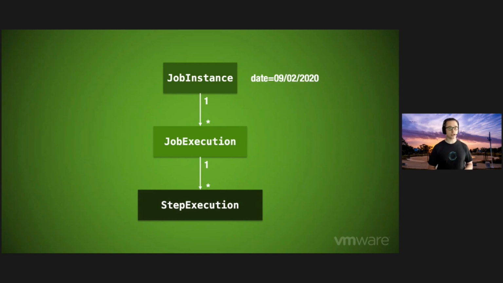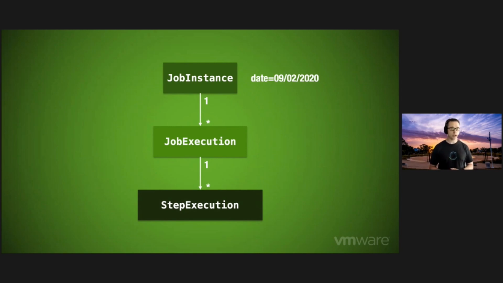Every time you launch the job, you will also get a job execution. The job execution is the physical run of the job. A job instance can only be run once to completion. The job execution is how we keep track of all those runs until it's been completed.